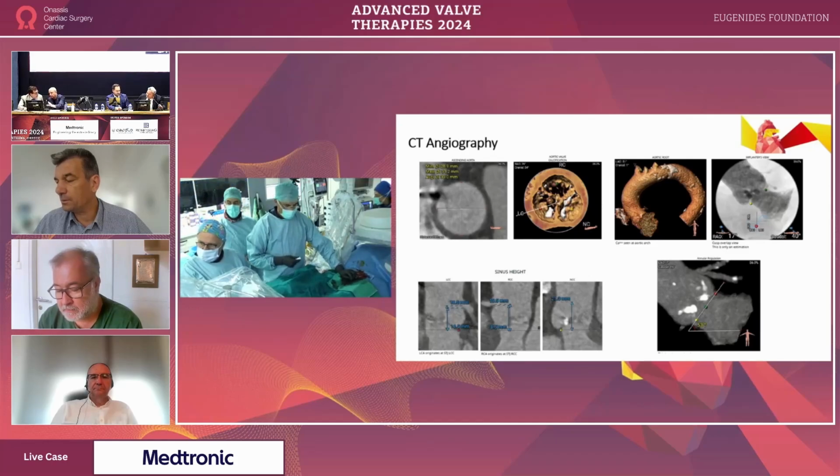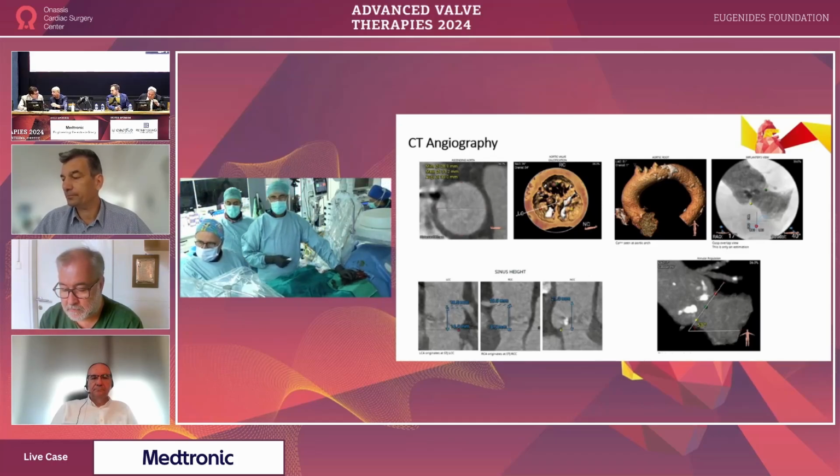So I think go ahead with no predilation, no? Is that the consensus? We'll do it with Ari. No predilation, yes.